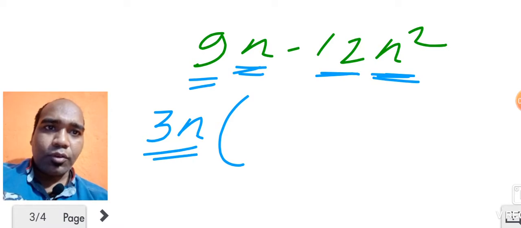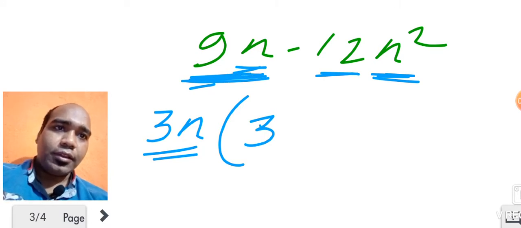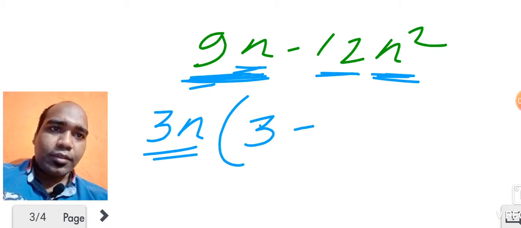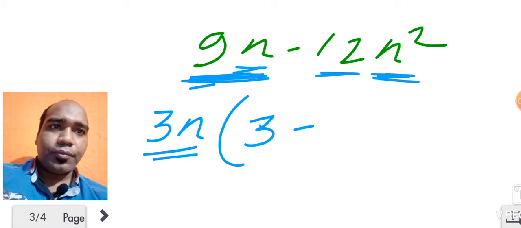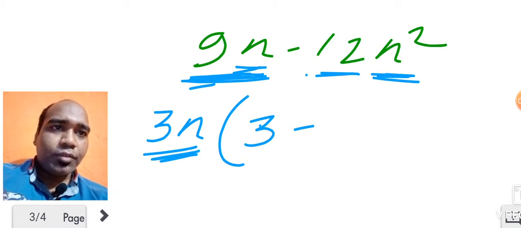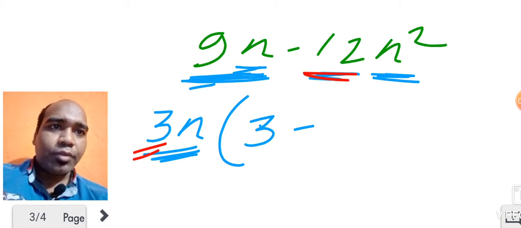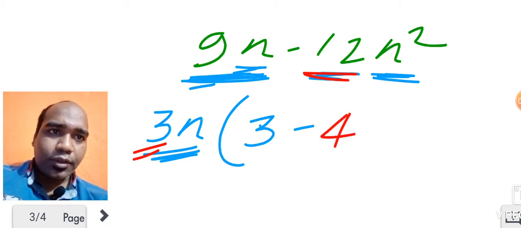Now in 3n what will multiply to get 9n? 3n into 3 will multiply, will get 9n. Now here minus sign is there, so we will put here minus. Okay. Then 3n into how much will get? First of all see the number, you see 3 and 12. In 3 how much will multiply to get 12? 4. So we will write here 4.